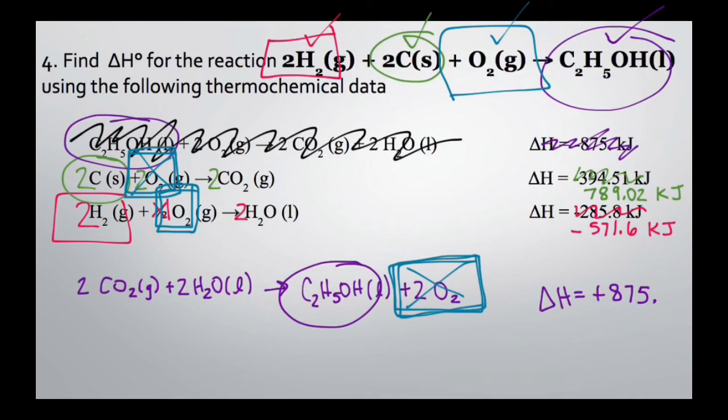So if that is truly all of our substances, then I can just add up these delta H values, and my overall delta H for that overall reaction is 1092.42 kilojoules.